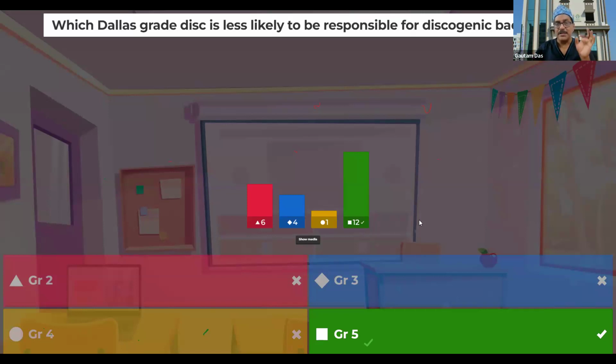As I mentioned, what is the mechanism of back pain in discogenic back pain? The sympathetic nerve has grown in and is inflamed, and now any rise of interdiscal pressure is going to cause pain. That's why sitting is painful. So if it is Dallas grade 5, then the interdiscal pressure cannot go high because there is leakage. So Dallas grade 5 is rarely associated with discogenic back pain. It is grade 2 or grade 3. Most commonly, it is grade 3, but not grade 5.